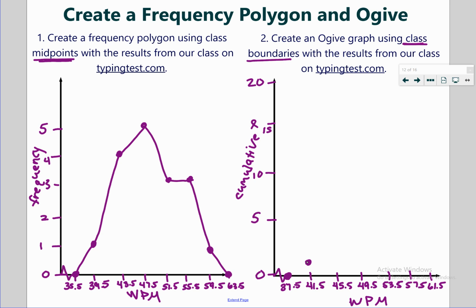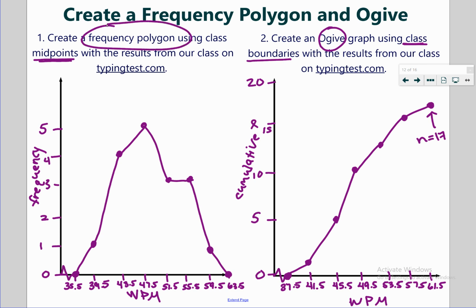So our next one, we increased by 4, which takes us up to 5. Then we increased by 5, which took us up to 10. Then we increased by 3, 3 again, so up to 16, and then finally 17 at the end. We connect the dots. And then again, that last value should be where n is at, which in our problem was 17. Okay, so that's an ogive and a frequency polygon, the last two that you need to worry about for this section. Any questions on either of those?